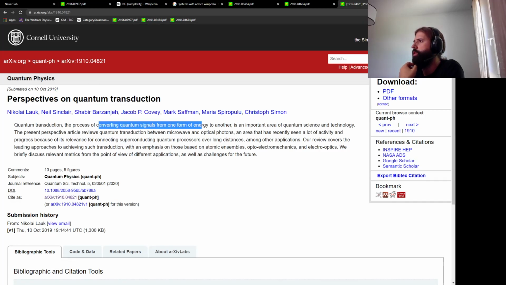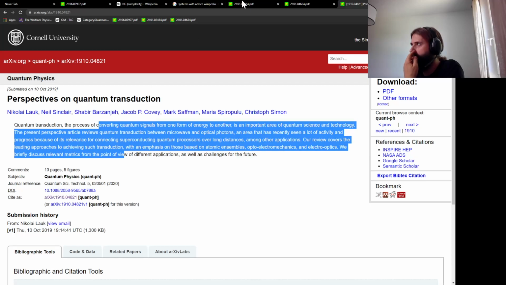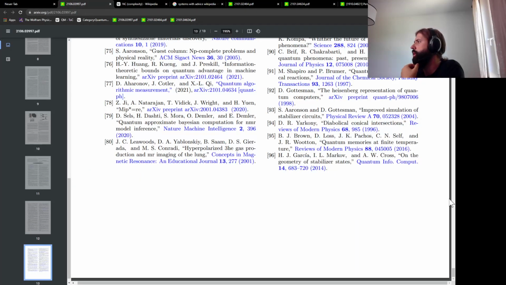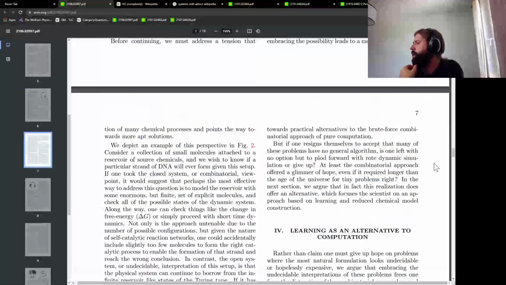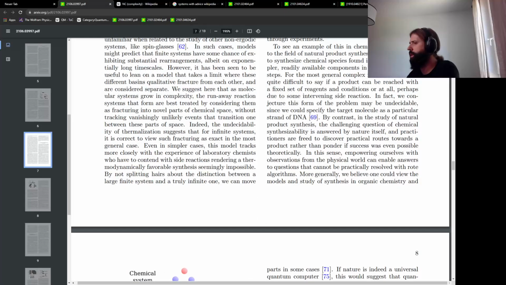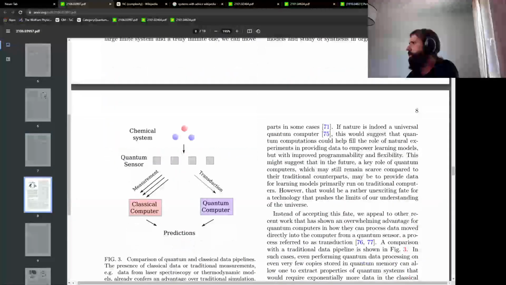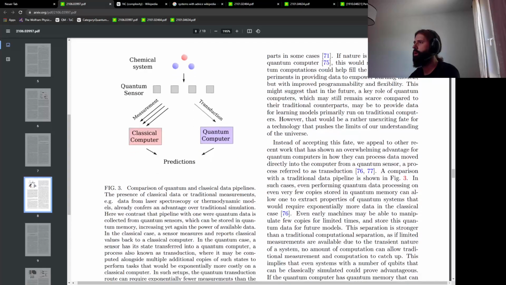Convert quantum signals from one energy to another is an important area of quantum science technology to present earlier. I guess the idea here would be that you were somewhat inputting the data into the quantum computer with these sensors. This would suggest that quantum computation could help fill the role. I don't know. A comparison with the traditional data pipeline is shown in Figure 3.